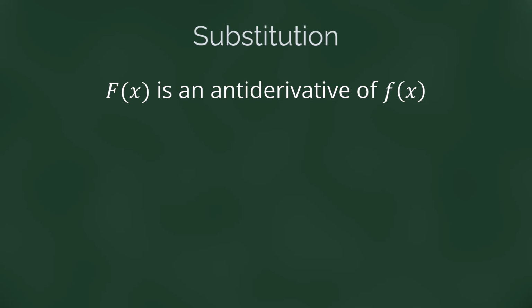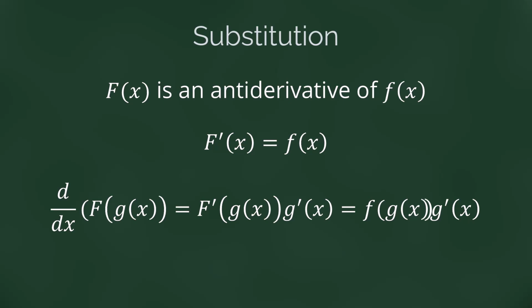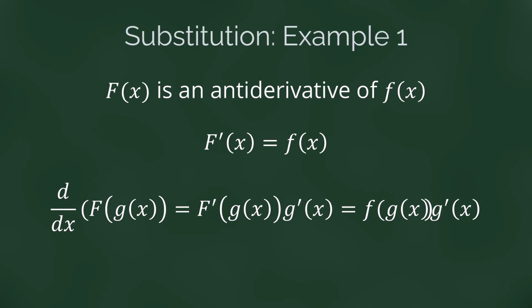When we use substitution, we generally have some function capital F of x, which is an antiderivative of little f of x, which means that capital F prime of x is equal to f of x. The chain rule then tells us that the derivative of capital F of g of x is equal to capital F prime of g of x times g prime of x, which we can then rewrite as little f of g of x times g prime of x.